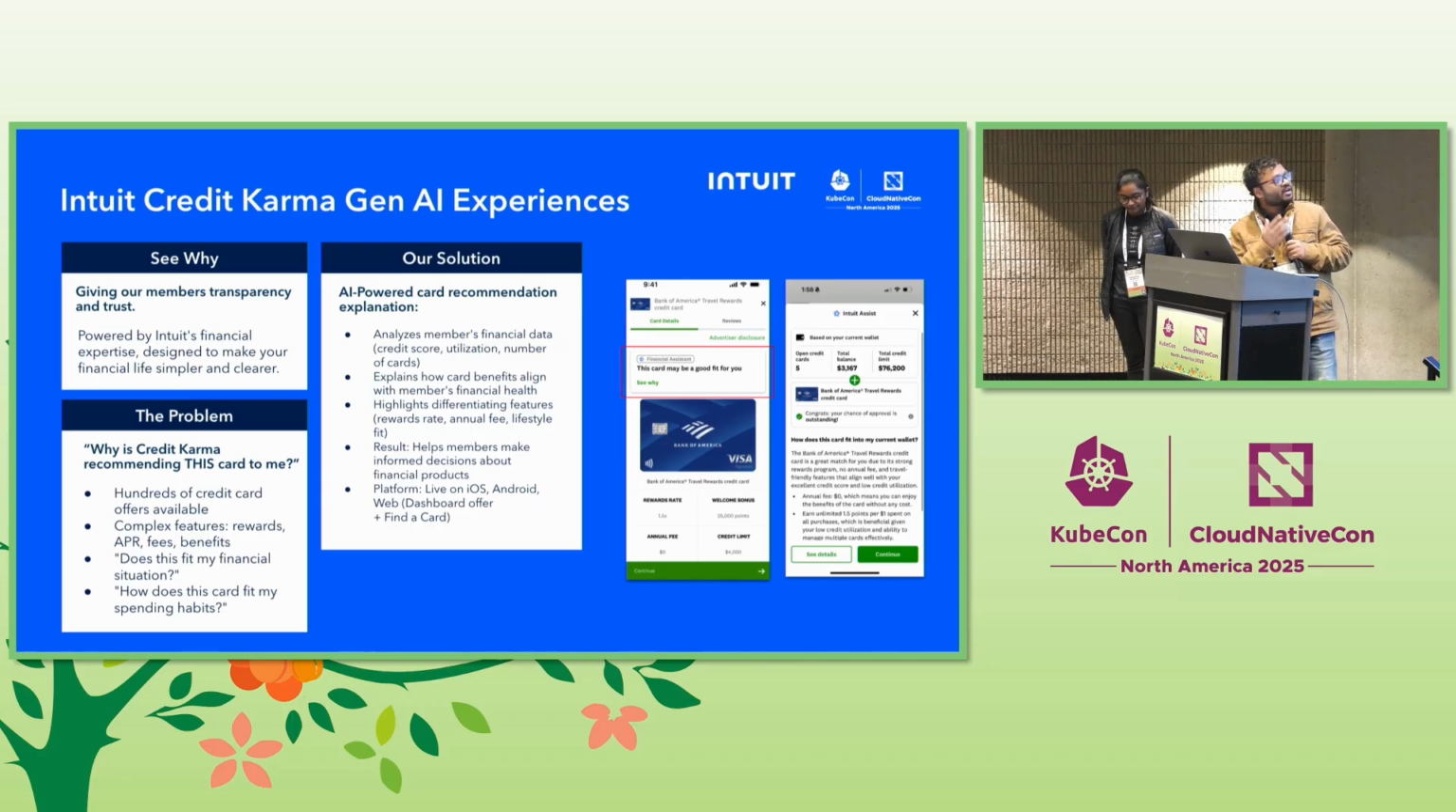If you see the two pictures on the right side, it's actually live. Whenever we are recommending something, if you click on CY, you would see a complete, personalized explanation on why we are doing this. The solution analyzes your financial data, your whole complete credit profile, and explains the card's benefits and why we think this particular card is actually the right fit for you at this point in time, right?